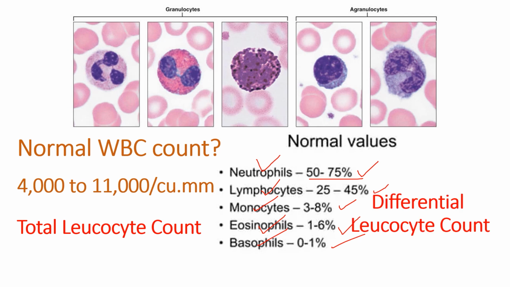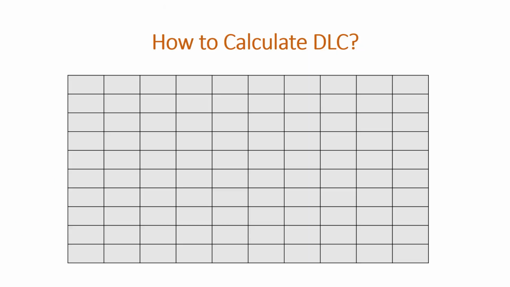So when we are checking WBC, we need to see how is the total leukocyte count and how is the differential leukocyte count. Is it normal or is it abnormal? Now this box, I think you're familiar with this box. Everyone gets this box on their answer sheet, and this box is called the differential leukocyte count box.